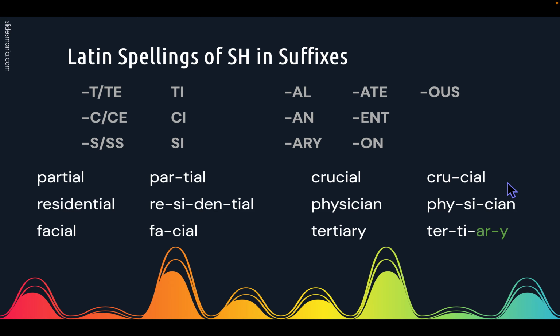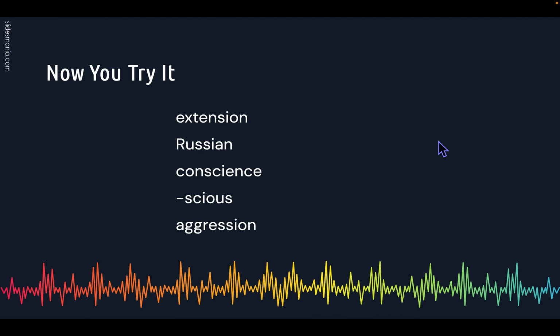Here we have crucial. Right here we have physician and tertiary. So if your root word ends with a T or a TE, when you go to add a Latin suffix, the sh sound is going to be spelled with a TI. If your root word ends with a C or a CE, the sh sound is going to be spelled with a CI. And if it ends in an S or a double S, it's going to be spelled with an SI rather than SH. So go ahead and divide these words into syllables.